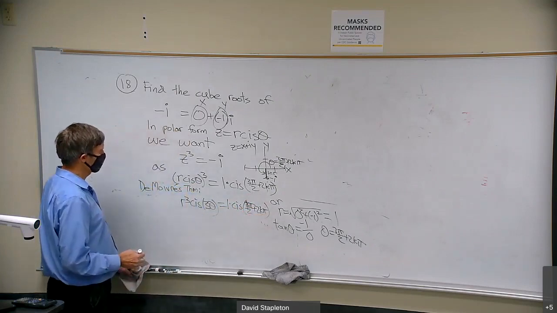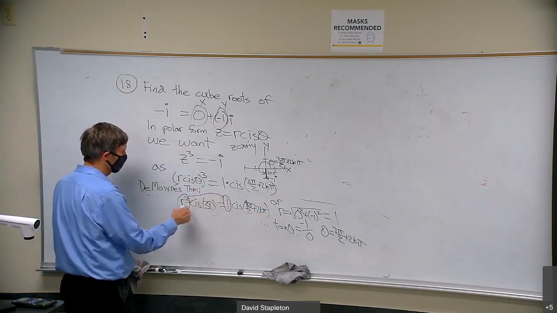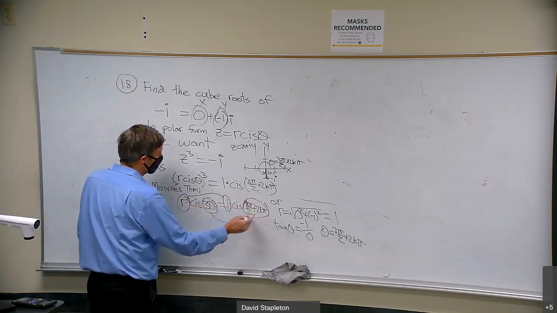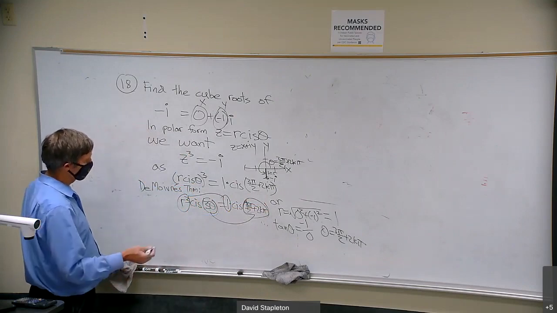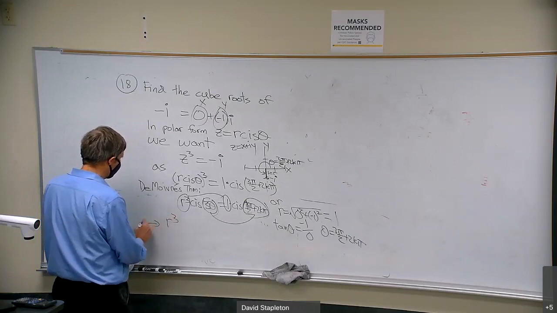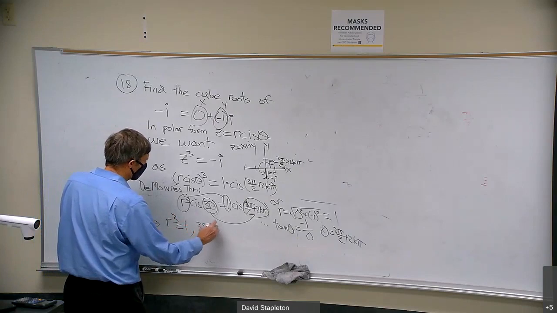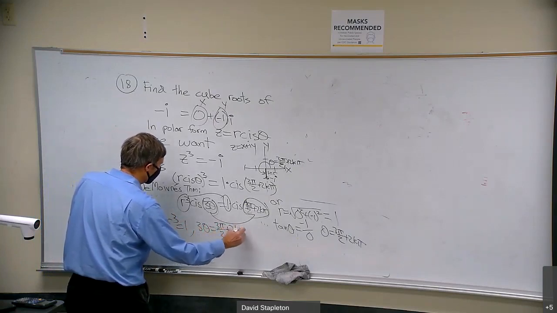And for those complex numbers to be equal, you need r cubed equal 1. You need the same radius from the origin, and you need the same angle within 2k pi, the coterminal angles. So we need r cubed equals 1, and we need 3 theta equals 3 pi over 2 plus 2k pi.